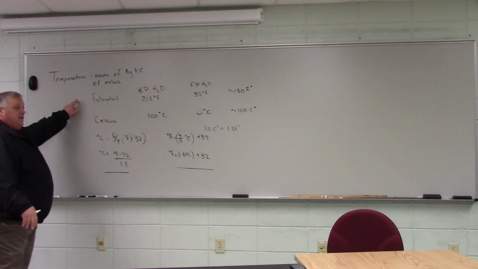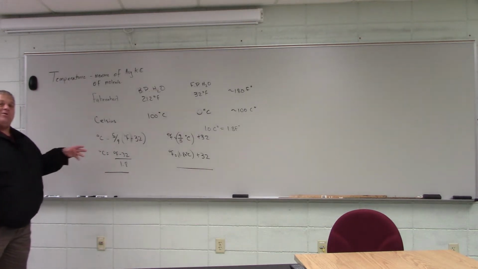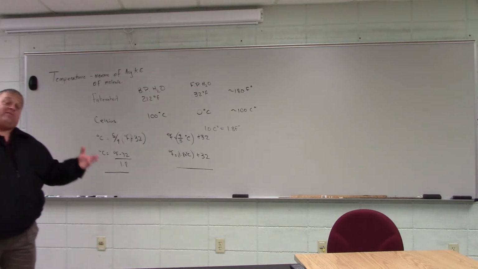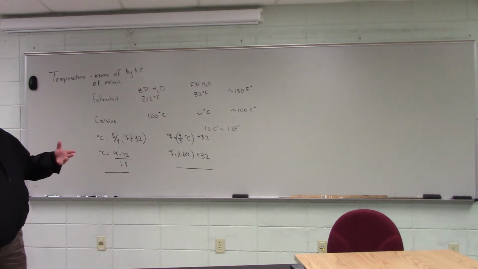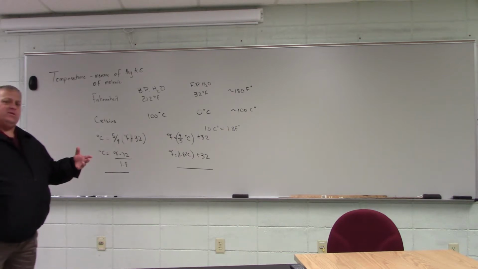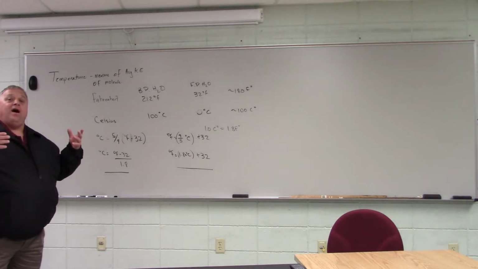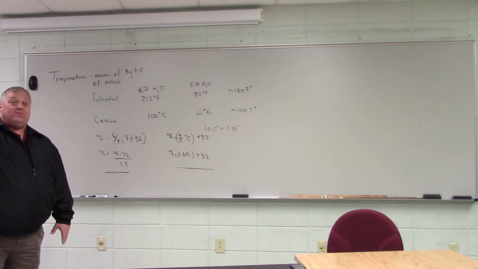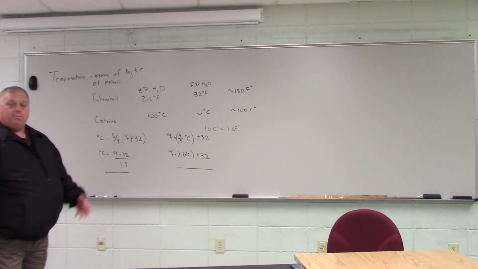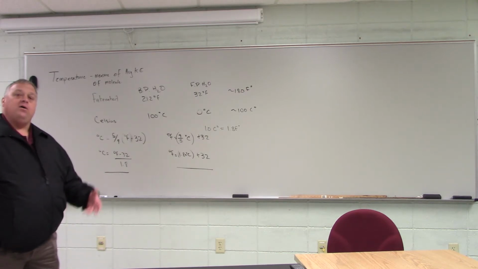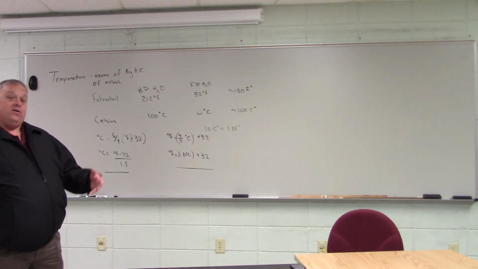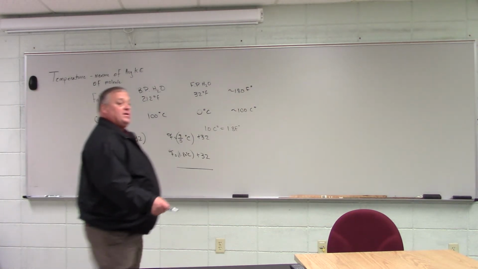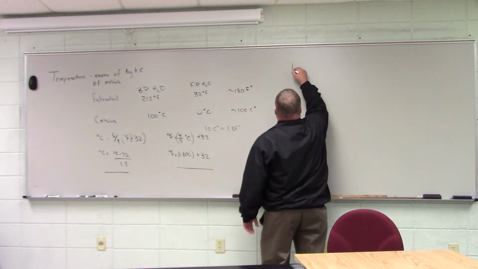Both of these temperature scales are based on the freezing point and boiling point of water. But we know that water freezes at 0 degrees Celsius or 32 degrees Fahrenheit and boils at 212 degrees Fahrenheit. A lot of chemical processes occur above 212 degrees Fahrenheit, and a lot of chemical processes occur below 32 degrees Fahrenheit or 0 degrees Celsius. So we need another temperature scale, and this temperature scale is called the Kelvin scale.